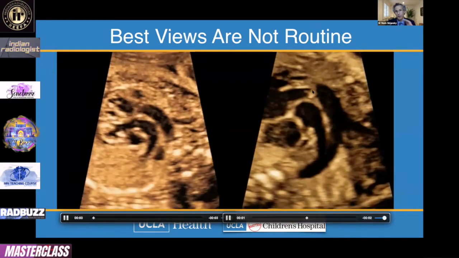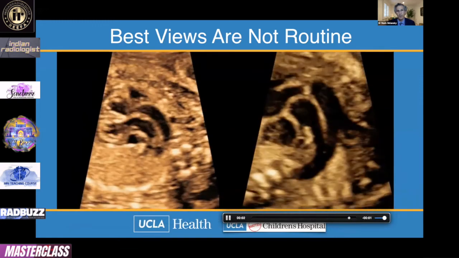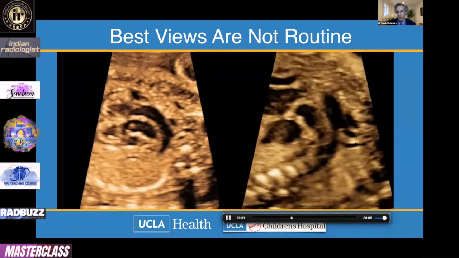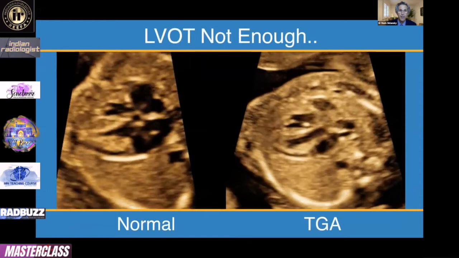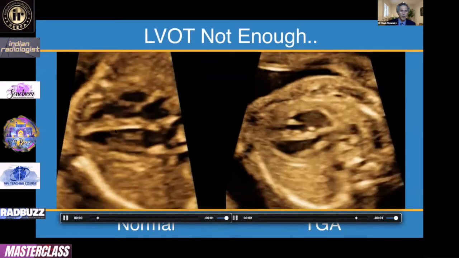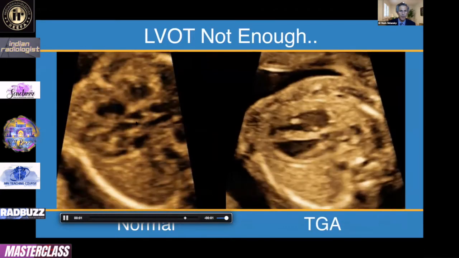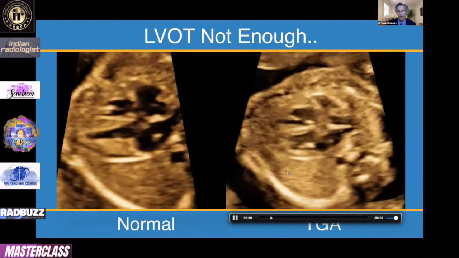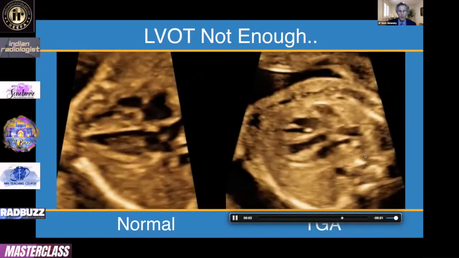Same thing here. This is almost a sagittal view looking at the arch. You can see the aorta here, the PA and the ductal arch here. These are not routine views. So what's the solution? I'll get to that. The LVOT is not enough. Here's my favorite view, looking here on the left is normal. You get the four chamber, then you get the left ventricular outflow tract, including the aortic valve here in normal. If you look here on the right, this is a case of transposition, and it looks very normal, right? So that's not good enough.